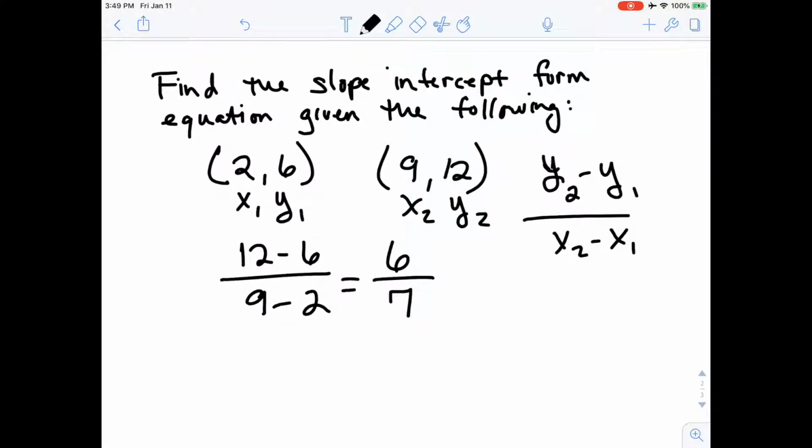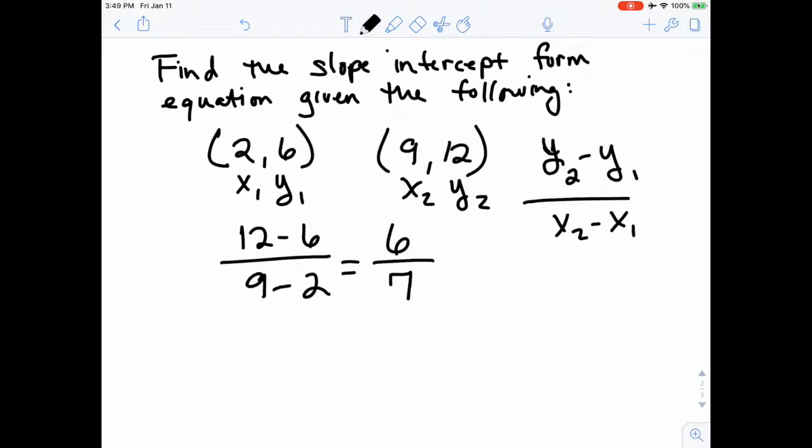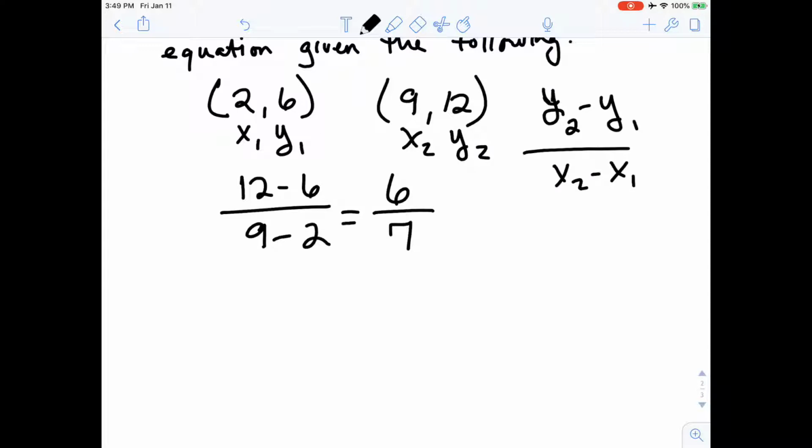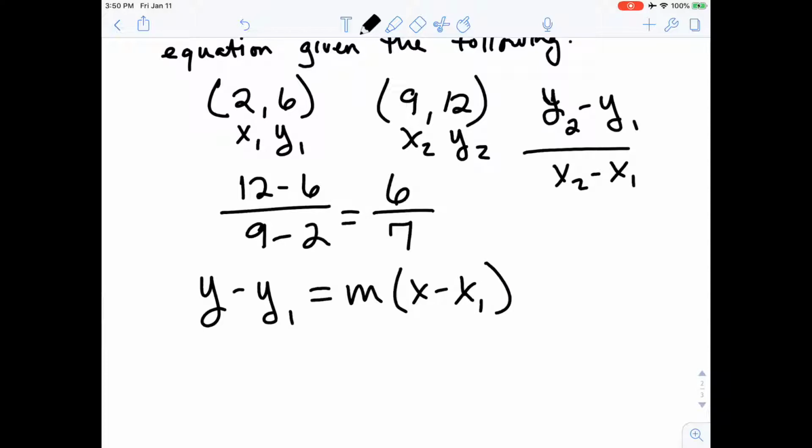Now, given the following, we need to pick one of the two points. It doesn't matter, and we're going to use what's called point slope form. Unlike slope-intercept form, there's another form that you probably remember covering in your algebra classes, called point slope form, meaning that you're given a point and a slope and you can find an equation. That formula is y minus y1 equals m times x minus x1, where x and y are your point and m is your slope.